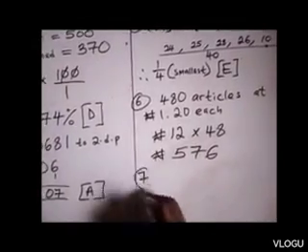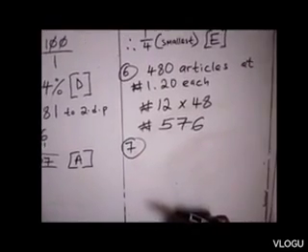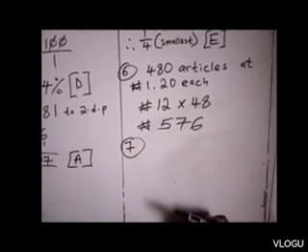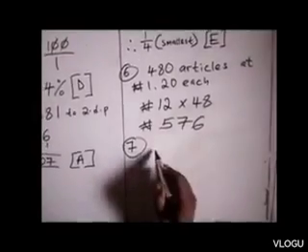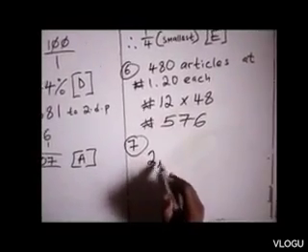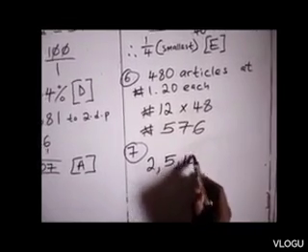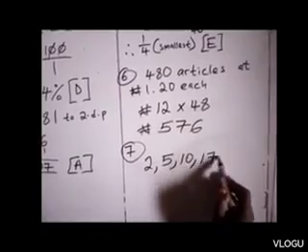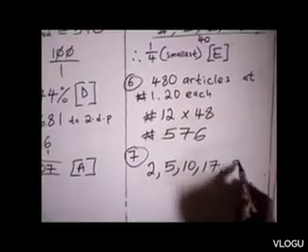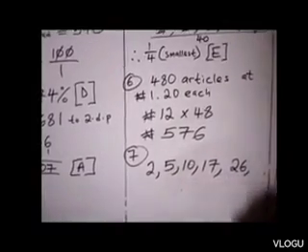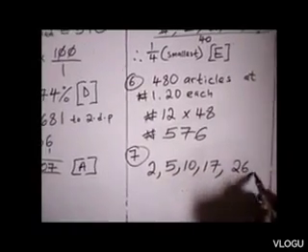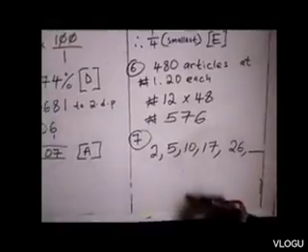Question 7, we have a sequence here and we are asked to determine the next term of the sequence. The first term is 2, followed by 5, followed by 10, followed by 17, followed by 26. So we are to determine the next number in the sequence.